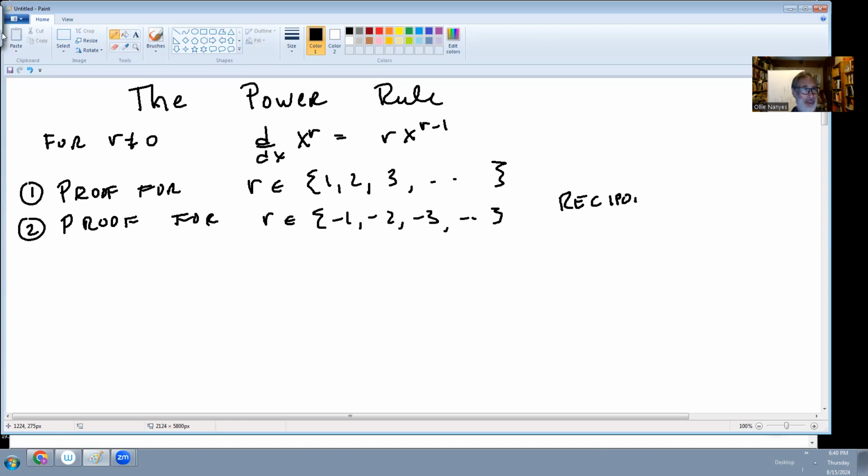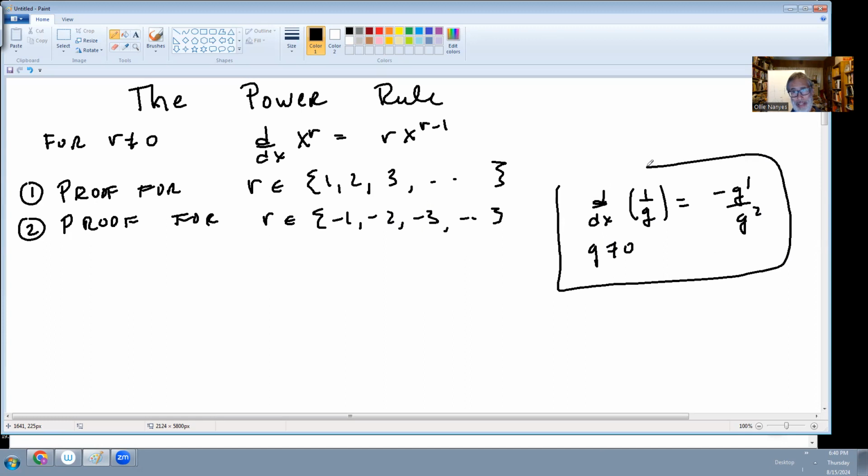And I can never spell reciprocal. So it requires the following rule here. It says that the derivative of 1 over g, where g is not 0 and g is differentiable, is going to be minus g prime divided by g squared. So I might sketch out a quick proof of that.